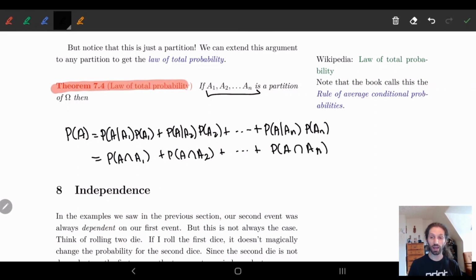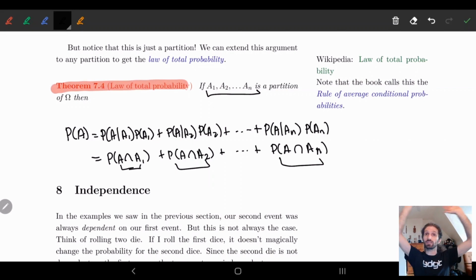For me personally, I think the second way of looking at it makes more sense on why this is true. I'm looking at A and at what part is in A1, what part is in A2, what part is in AN. And since A1 through AN give me the entire thing, A must also be split into these different little components. And therefore we get everything all at once.